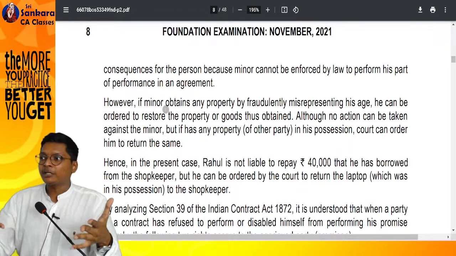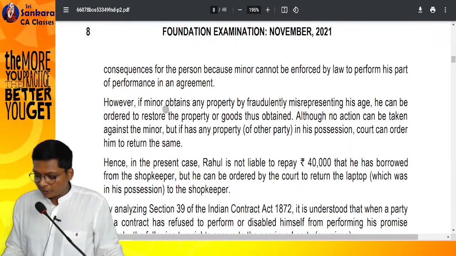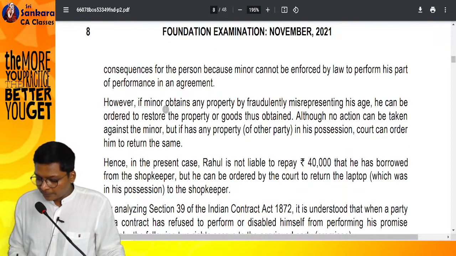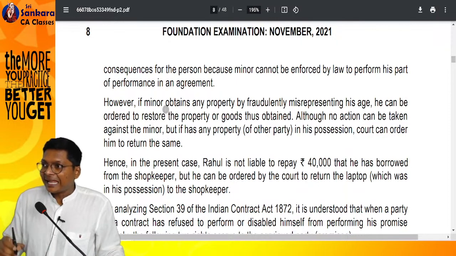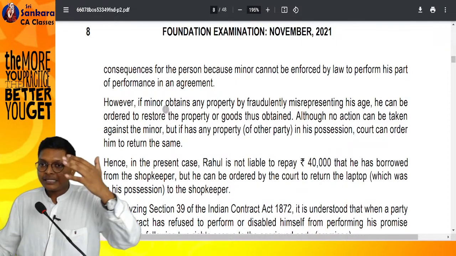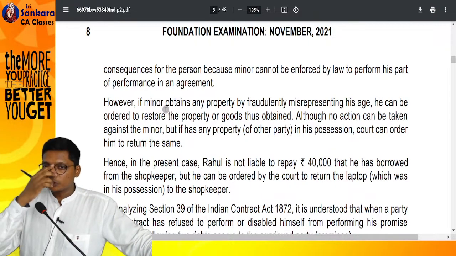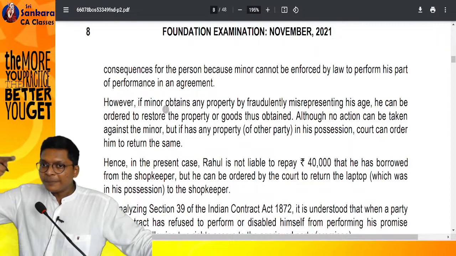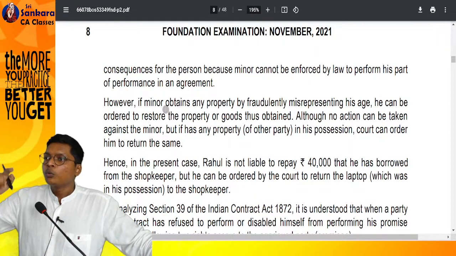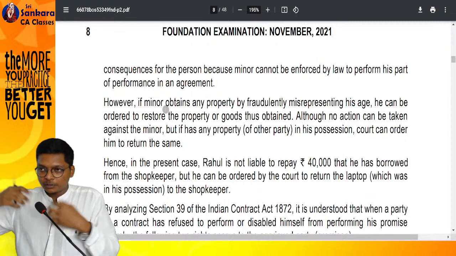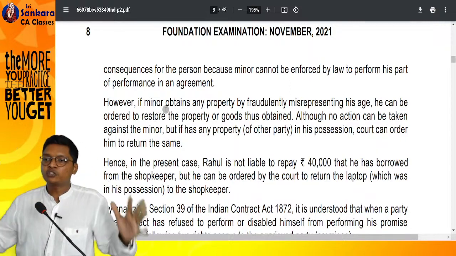Third, hence in the present case, Rahul is not liable to repay 40,000. Of course, I am pleading minority. I will not repay the 40,000 that he has borrowed from the shopkeeper, but he can be ordered by the court to return the laptop to the shopkeeper. If he returns the laptop, he is returning the laptop to the shopkeeper. Able to follow, guys? But he need not repay the 40. If you repay the 40, you will get back your watch. Void contract. Restoration of benefit. Not for one party. Both the benefits should be restored.